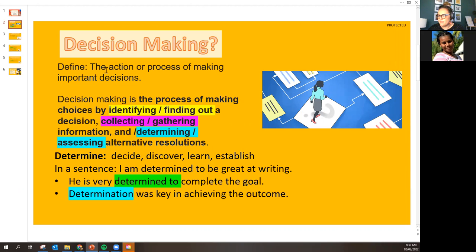I am determined to be great at writing. He is very determined to complete the goal. Determination was key in achieving the outcome.